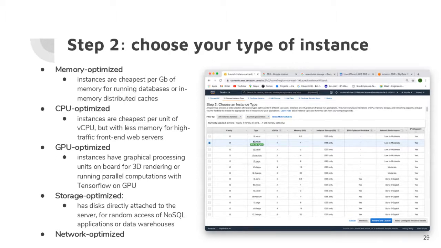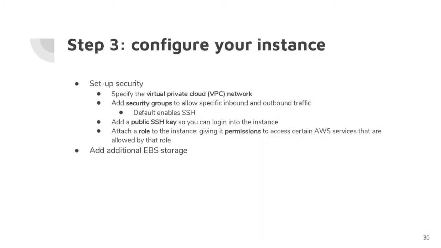Also, there are some special instances which are storage optimized. For instance, if you run a database and the database has the data of millions of customers and you want really fast reads and writes from that database, you can have a more expensive server specialized for high throughput. And also the same for network. So also if you have heavy input-output loads, you can use optimized instances for that.